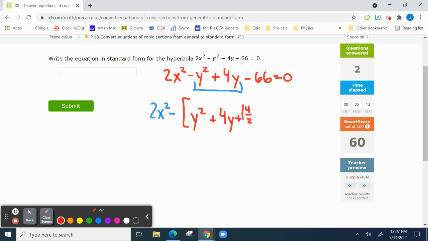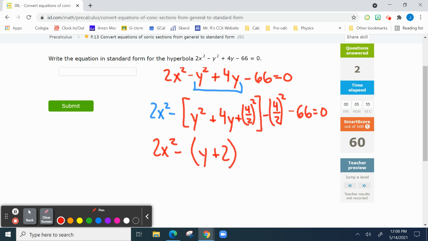4 over 2 squared, and that's that one. And then minus 4. I might be getting this one wrong. I'm not sure I'm dealing with the minus correctly. We'll find out, won't we? So that's going to be 2x squared minus, and what's that going to be? 4 over 2 is 2, times 2 is 4, so that's going to be y plus 2 squared.